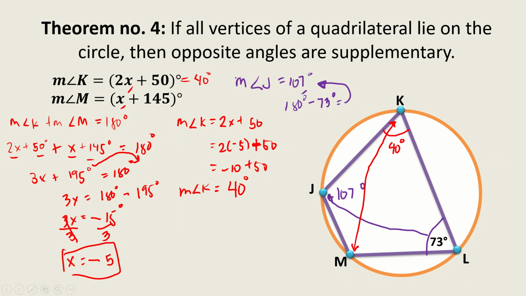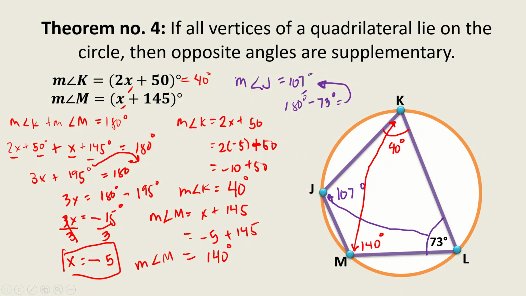Next, let's have the measure of angle M. O pwedeng i-minus na lang or pwedeng ganito. Pwedeng the measure of angle M is equal to x plus 145. So, x natin is negative 5 plus 145. So, mamaminus. So, still, measure of angle M, negative 5 plus 145 is 140 degrees. Oh, tama naman, di ba? Supplementary. 140 plus 40, 180 degrees.